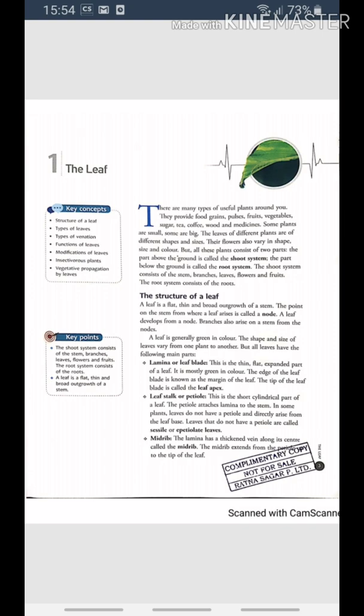In parallel venation, the veins run parallel to each other. Such leaves are said to have parallel venation. In banana leaf, the veins run laterally from the midrib.